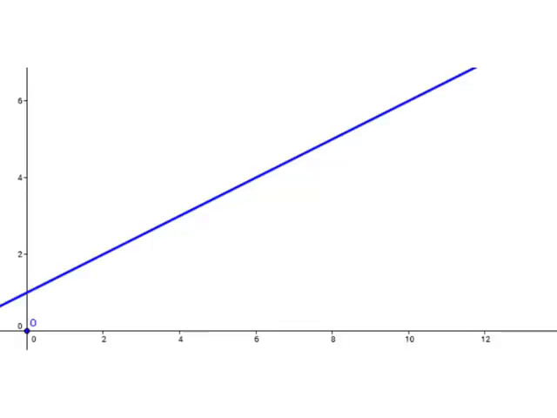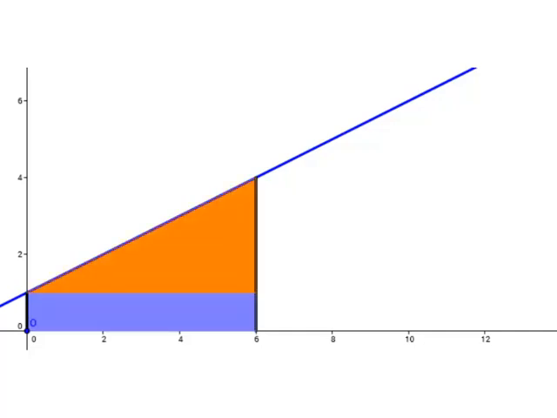Take the line f of x equals 1/2 x plus 1. Suppose we are interested in the area under f between 0 and 6. Since f is a line, we can calculate the area under the curve with regular geometric shapes, and we can avoid Riemann sums. We realize the region as a triangle above a rectangle. If we take the sum of the triangle and rectangle areas, we find the area under f on the interval.